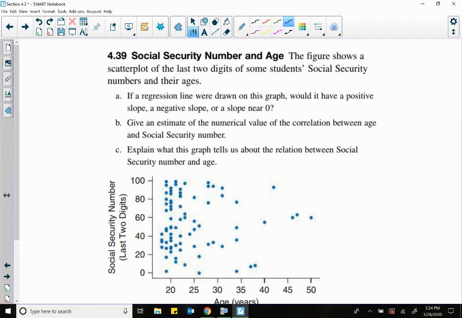All right, so it says the figure shows the scatter plot of the last two digits of some students' social security numbers and their ages. Okay, so down here is their ages, and then over here, this is the last two digits. They're seeing if there's a relationship. So it says, if a linear regression line was drawn, would it be positive, negative, or near zero?